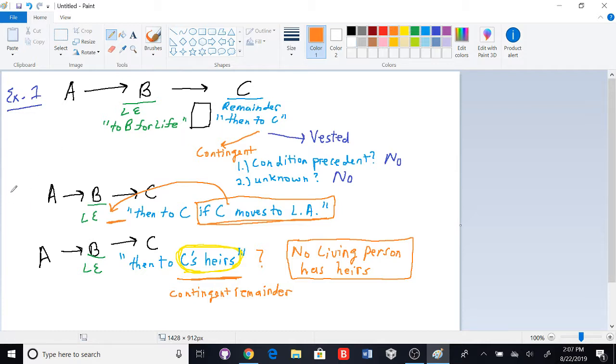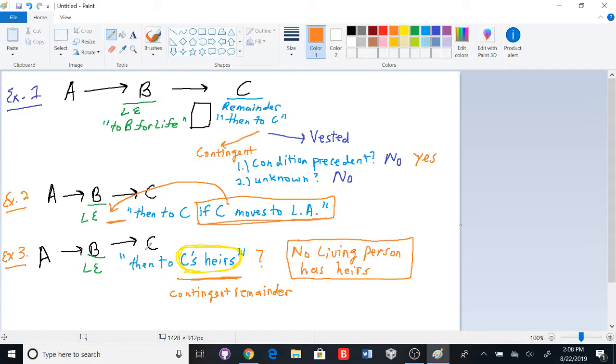I'm going to say example 2 here, and example 3, are in orange. Well, why is that? If you look at example 2, to B for life, then to C if C moves to LA. But I like to move things around and look at it like this: to B for life, if C moves to LA, then to C. Well, that's a condition precedent. And so, yeah, we have a condition precedent. This is a contingent remainder.